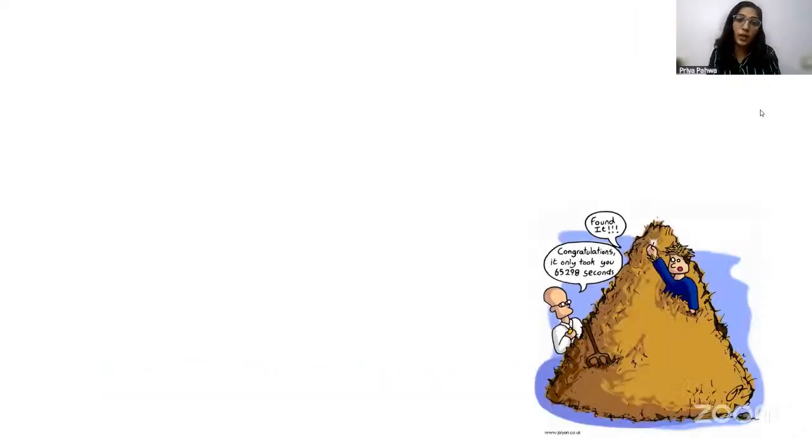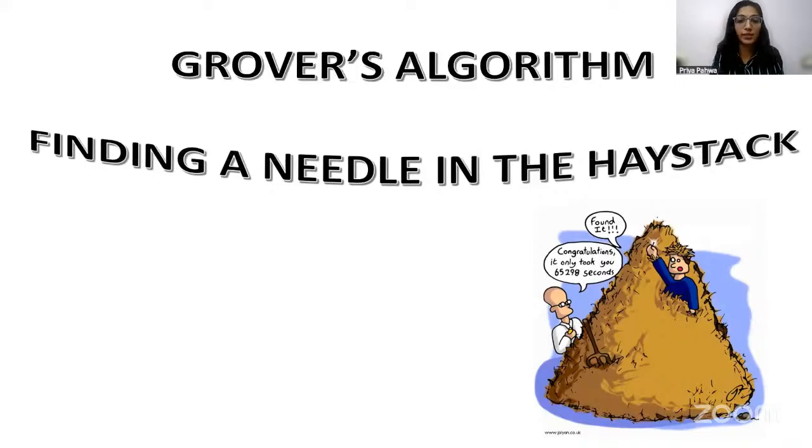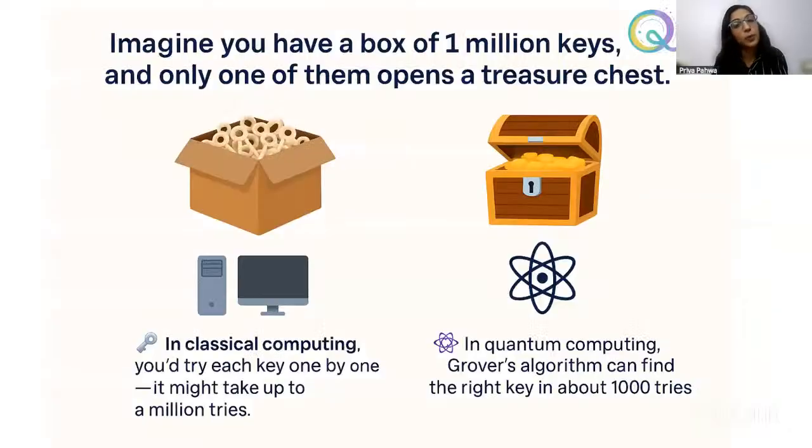Now next comes Grover's, finding a needle in the haystack. You can see this picture. Suppose it only took you these many seconds to find the needle in the haystack. Moving on, suppose you have a treasure box and another box which has millions of keys, and you have to open that treasure box. What will you do? You will take the keys one by one and try to open it. If lucky, you will get it in 100 or 200 keys. In the worst case, the last key would be the one that opens it.